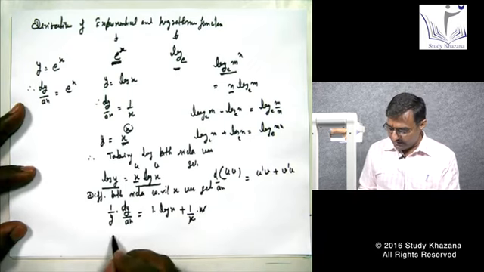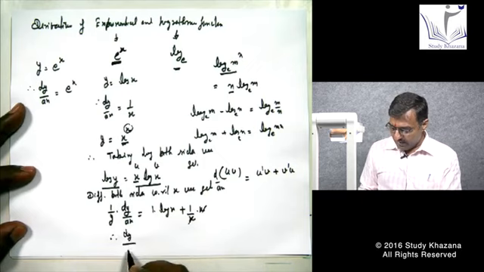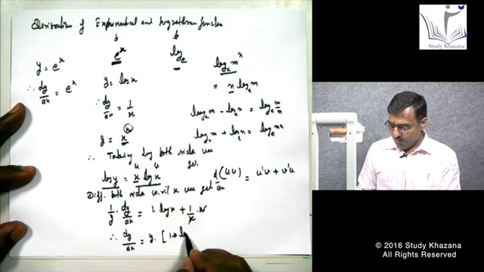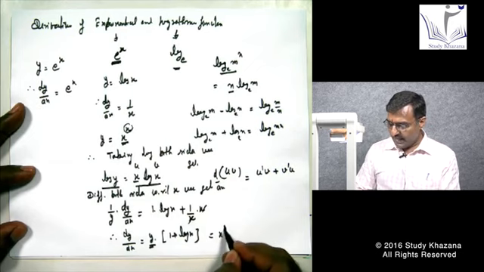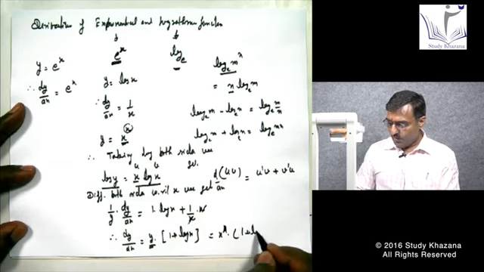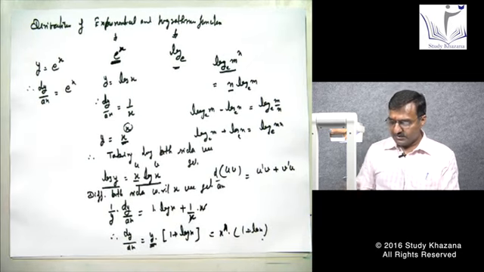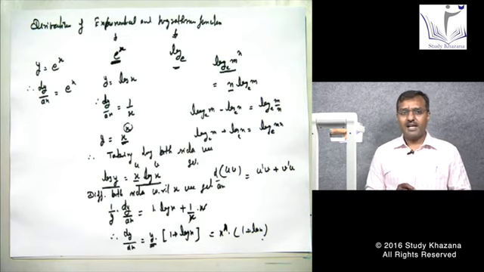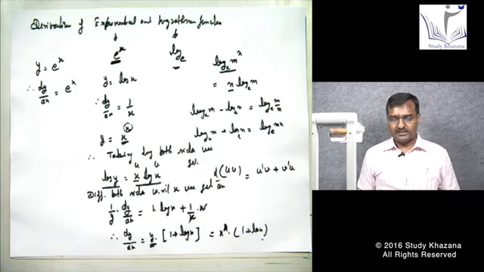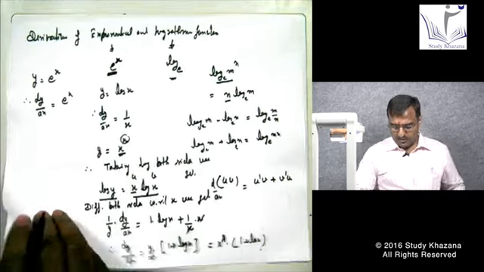Now this will get cancelled. So what will dy by dx become? dy by dx is equal to y into 1 plus log x. Now here I will put the y, so this is going to become x to the power x into 1 plus log x. So this is how to find the derivative with the help of logarithm. We can see one or two more examples.